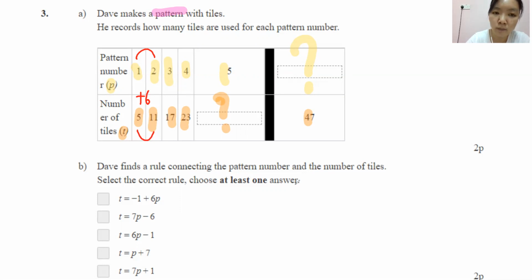Check for the second one. 2 to 3. Check. Still increasing. Increasing by how much? It seems like add 6 to 11, we get 17. I can smell the pattern already. So this is also plus 6. With such 3 confirmations, I can predict that the next one is plus 6.